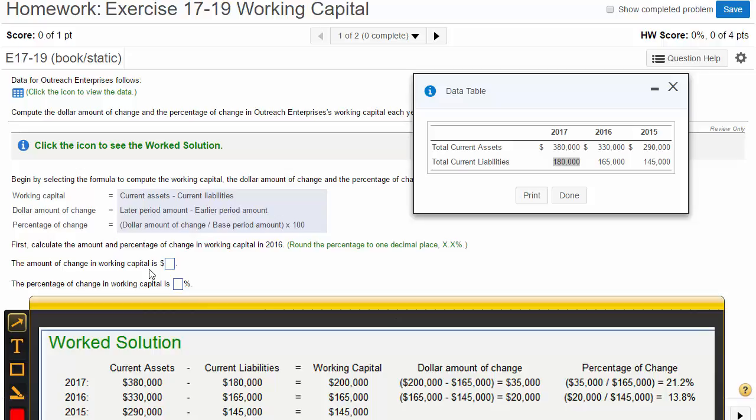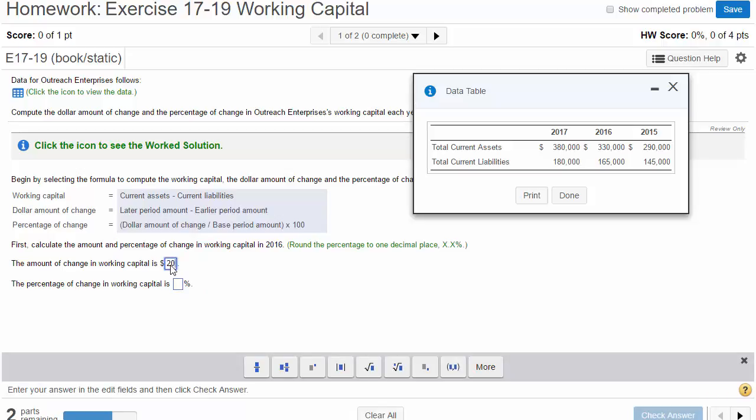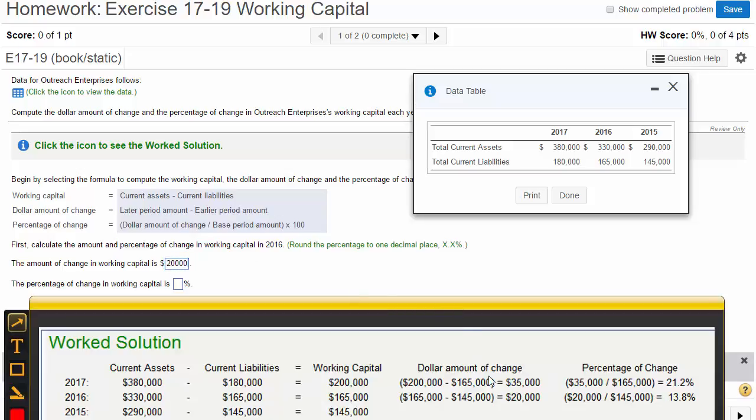So what they're asking for us here, first of all, is 2016. What is the amount of change in working capital for 2016? In other words, how much has working capital changed from 2016 to the prior year? Here's the column for calculating that. You take the current year's working capital and you just subtract the previous year's working capital. So we have a $20,000 change in working capital for 2016. And that makes sense. It went from 145,000 to 165,000.